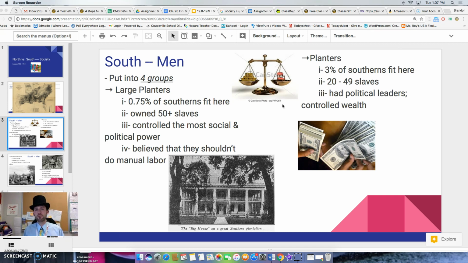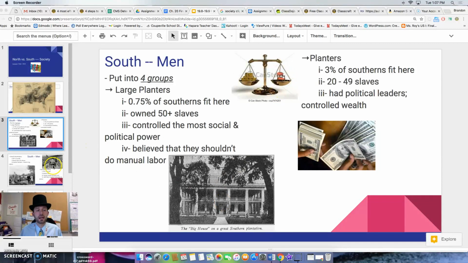So they had a little bit more. There were more slaves living in these plantations. They did have political leaders, and they did control wealth. So us large planters and these other planters, with our wealth, we kind of ran things in the southern states. Because again, ka-ching, ka-ching, money talks.